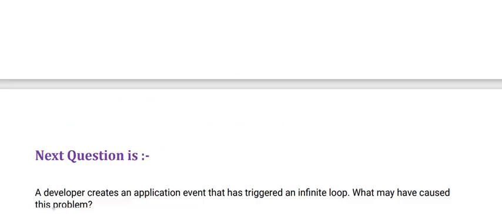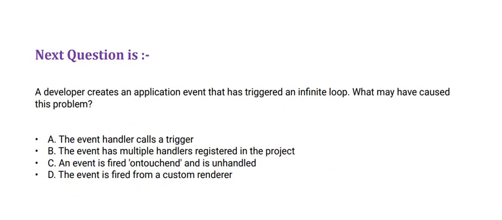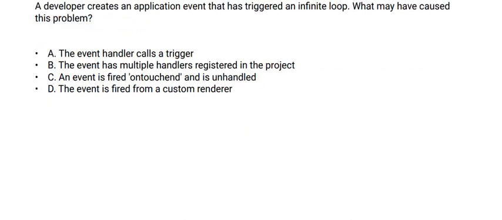Next question is, a developer creates an application event that has triggered an infinite loop. What may have caused this problem? Option A. The event handler calls a trigger. Option B. The event has multiple handlers registered in the project. Option C. An event is fired on touchend and is unhandled. And option D. The event is fired from a custom handler. The correct answer is option D.